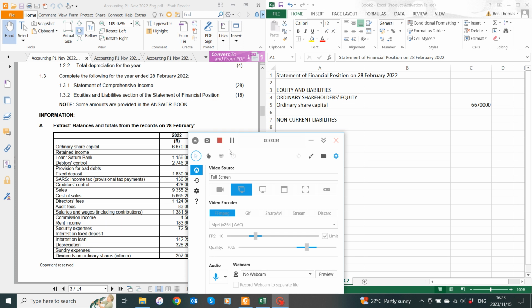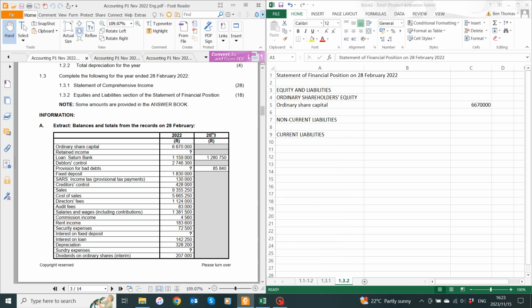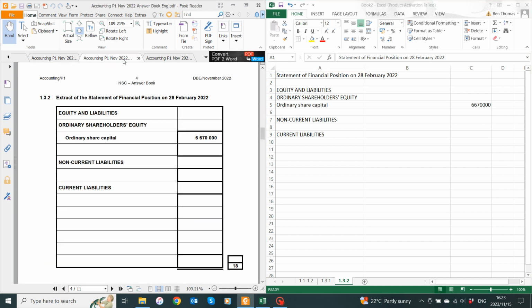Hey guys, okay, so we're going to continue with 2022's accounting paper 1 November exam, and we're going to pick up where we left off, but we're going to start with 1.3.2, the equities and liabilities section of the statement of financial position or the balance sheet. So I've completed the format over here, and if you look at the answer sheet, it is approximately the same, and we're going to see what we can do.